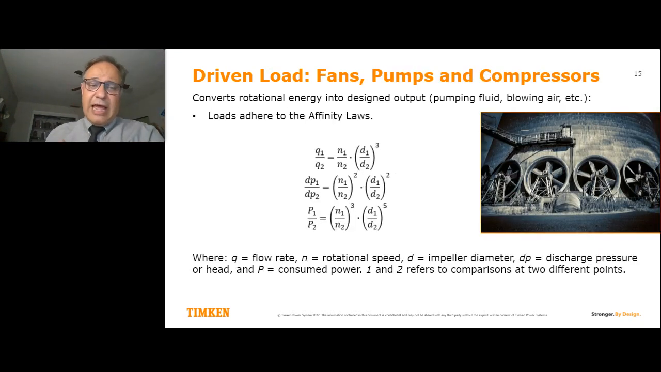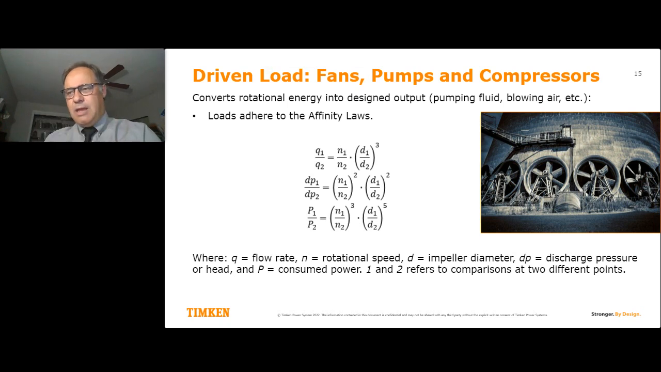So let's look at our fans, pumps, and compressor loads. I grouped them together because they're very well known to have a quadratic law load, and we know we can use the affinity laws. So we can see from the affinity laws that for the two different speed points or operating points, the flow rate is linear to the speed of rotation and quadratic to the diameter of the impeller or the fan.